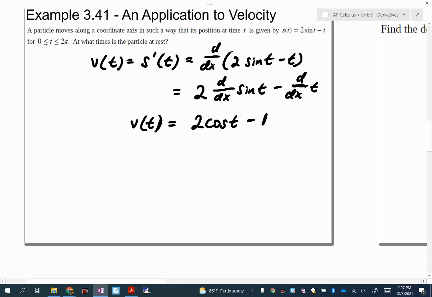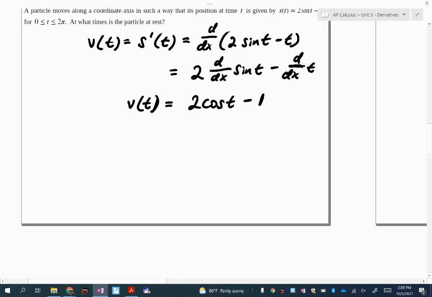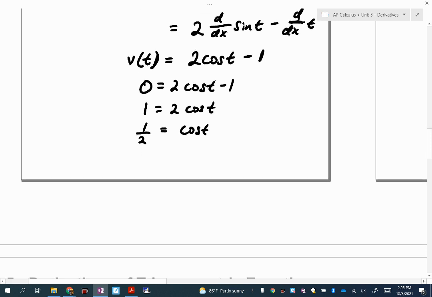Now I'm trying to figure out where the speed or the velocity is going to be 0. So I'm going to set this velocity function equal to 0. Solve for t. That's a positive 1. Divide by 2. We get the cosine of t equals 1/2. So what I'm asking my brain is cosine to the negative first power of 1/2 equals t. Can I think of angles that when I take the cosine of them, I get 1/2?